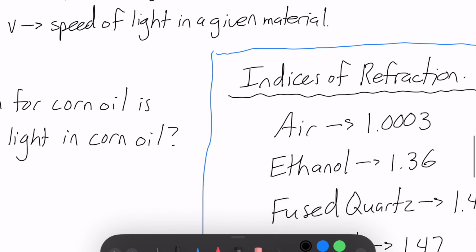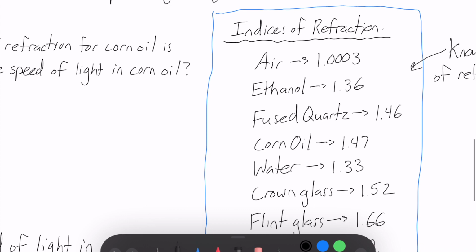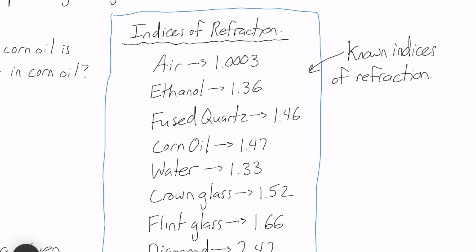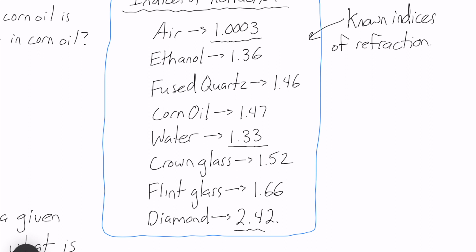On the right side here, we just have some known indices of refraction. So we have air. The ratio between the speed of light in air and the speed of light in a vacuum is 1.0003. Another example here, we have water. The ratio between the speed of light in water and the speed of light in a vacuum is 1.33. And all the way at the bottom here, we have diamond, where the ratio between the two speeds of light is 2.42.